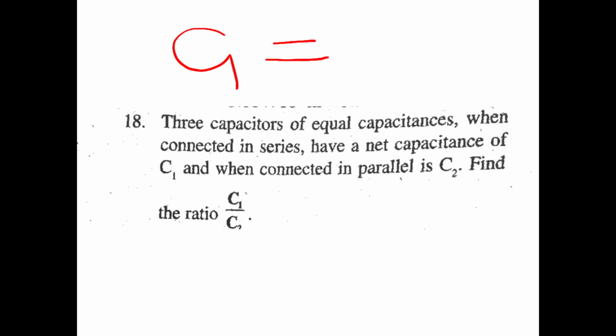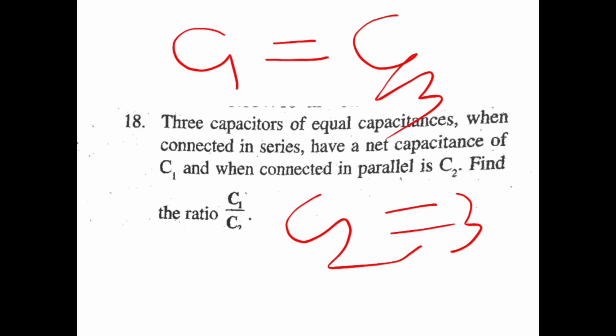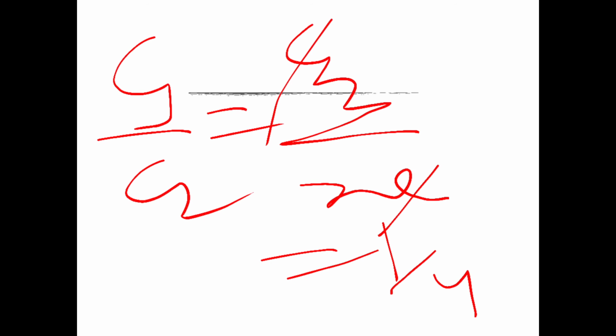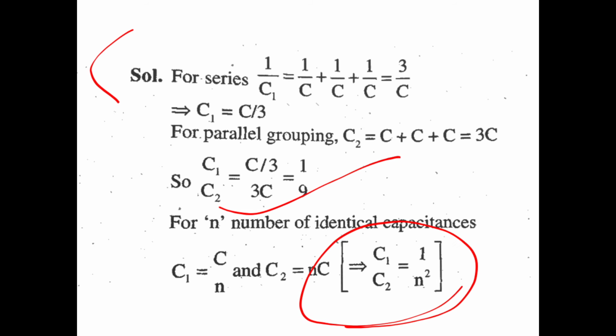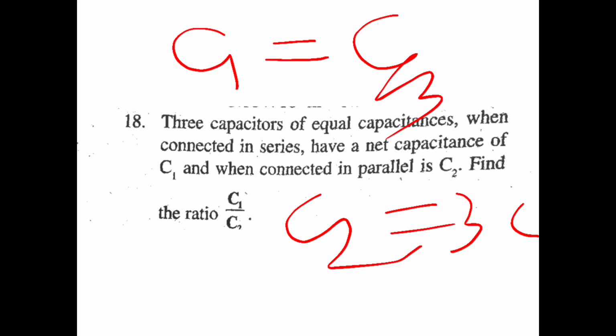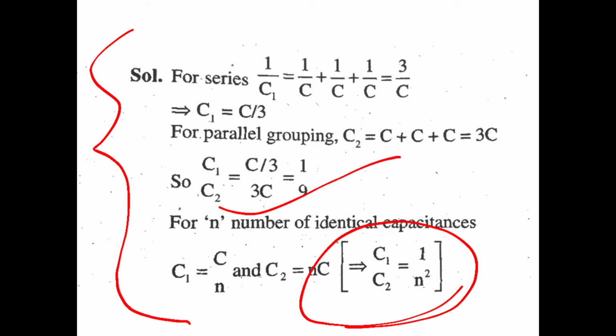C1 is equal to C by 3 and C2 is equal to 3C. So C1 by C2 is equal to C by 3 by 3C, and the answer is 1 by 9. Is this the correct answer? Yes, 1 by 9. This is the other process. You can solve these as I solved.